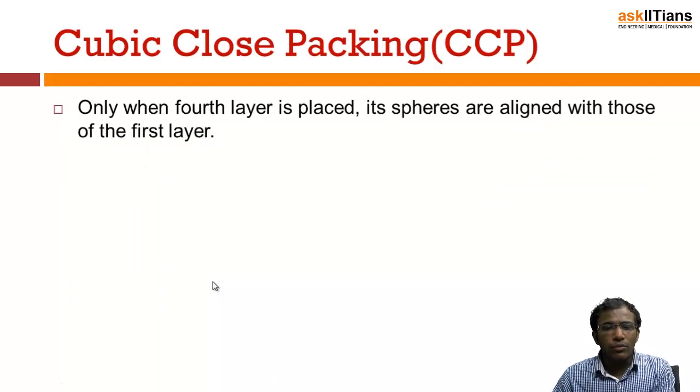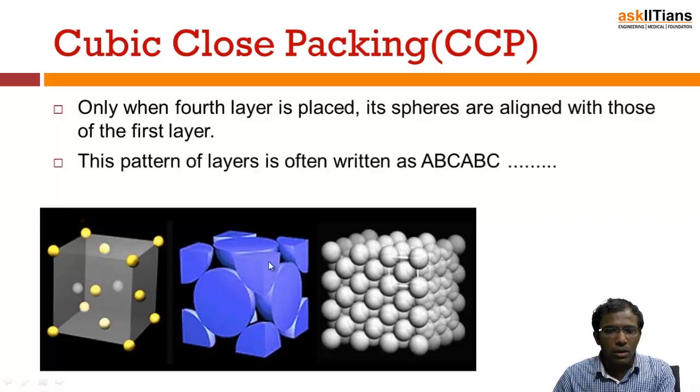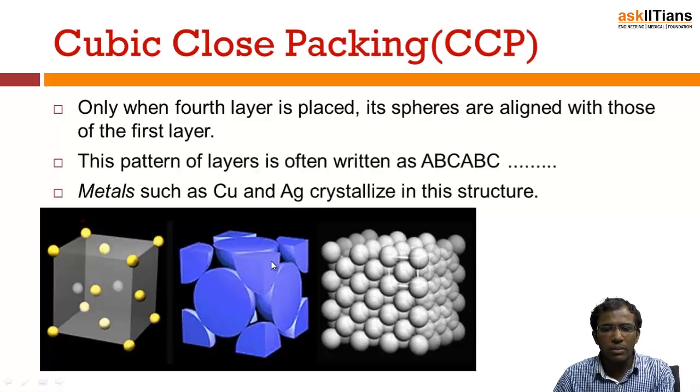Only when the fourth layer is placed, its spheres are aligned with those of the first layer. So this is the unit cell of the CCP unit cell. We have particles at the corners as well as at the face centers, and this is the CCP or FCC space filling model. This has a pattern of layers often written as ABC type, and metals such as copper and silver crystallize in this FCC structure. So this is about CCP.